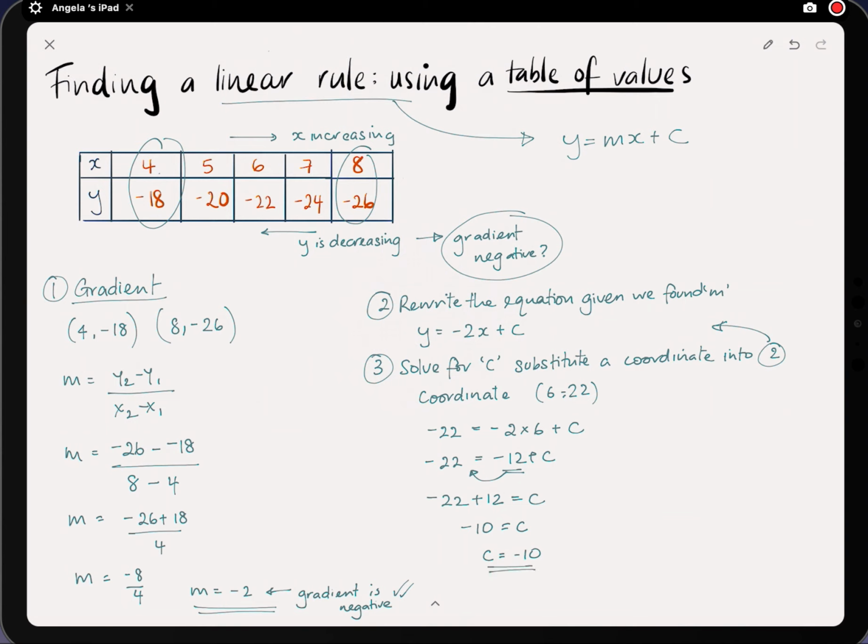So now I'm going to rewrite the equation for the last time with my new values. So now that I've found c, I can rewrite it as y is equal to negative 2x minus 10. And that is the linear rule that connects these particular points together. So remember that this is proving to us that there is a relationship between each of the x values given and the y values given. What we have just done is found a rule to connect this relationship.